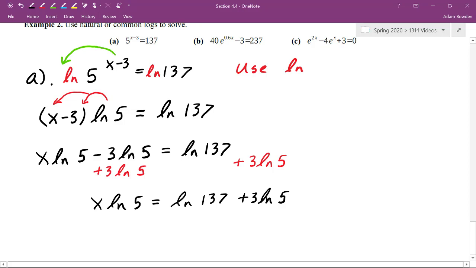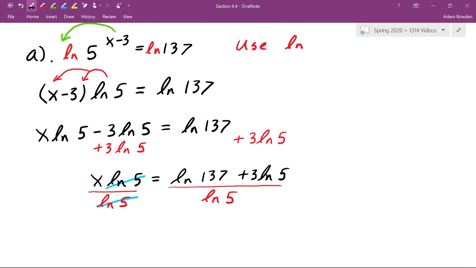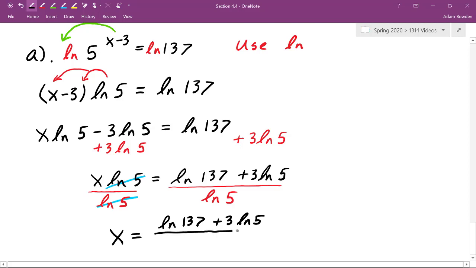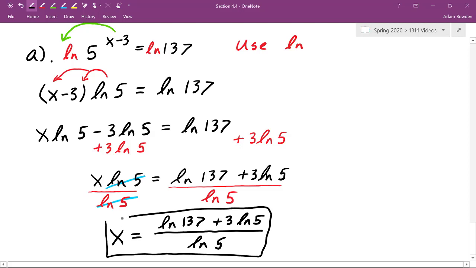Okay, so again, the whole goal here is just to move everything over, leaving just x by itself to solve for. And now we're just left with x and the ln 5 together here. The way I can move that ln 5 away from the x is to divide both sides by ln 5. Okay, and that will go ahead and get rid of it here. And so we're going to have x is equal to ln 137 plus 3 ln 5 all over ln 5. A fairly long solution, but altogether that's going to be the solution for x here.